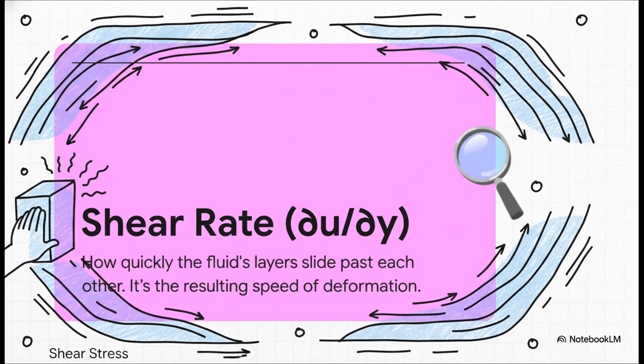Okay, so you give it a push, what happens next? Well, how fast do those layers actually slide past each other? That's the shear rate. It's all about how quickly the speed changes as you go from one layer to the next. Now, don't let the math here scare you. That delta U over delta Y just means the tiny change in speed over a tiny change in distance. So think of it this way. Shear stress is the cause, the push, and shear rate is the effect, the speed you get out of it.